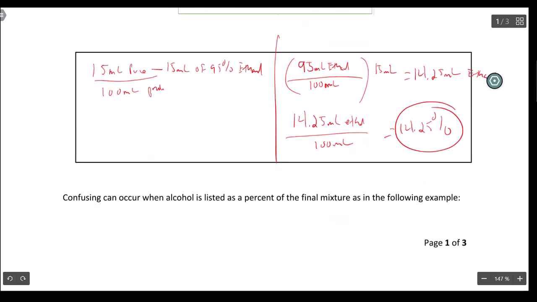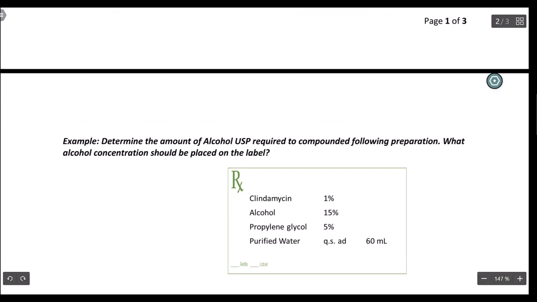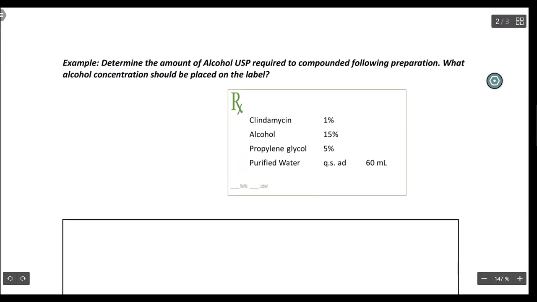There are times when you will see alcohol used to a specific concentration. So this says alcohol 15%. That doesn't mean you're going to use 15% alcohol. That doesn't mean you're going to be diluting down alcohol. This means that the final concentration is supposed to be 15% in this 60 mLs that you make. Notice the difference between alcohol 15%.